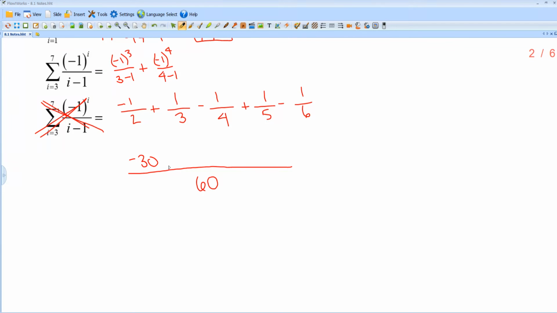1/3 of 60 is going to be 20. 1/4 of 60 is going to be negative 15. 1/5 of 60 will be positive 12. And negative 1/6 of 60 is going to be negative 10. Now all I do is add this whole numerator together to get me negative 23 60ths. It doesn't reduce at all, so I can leave it just like that.